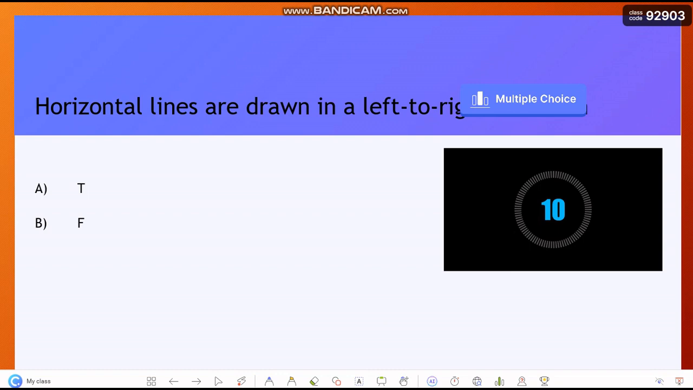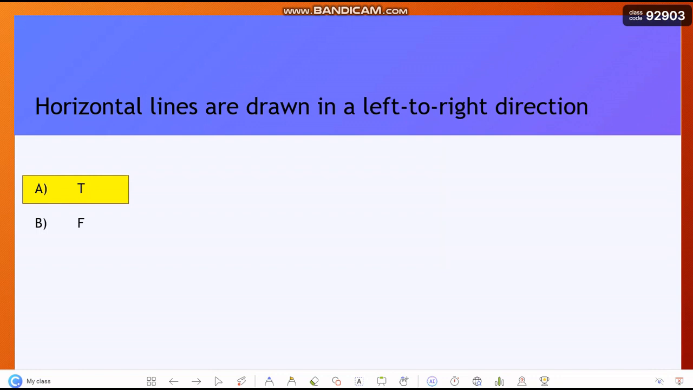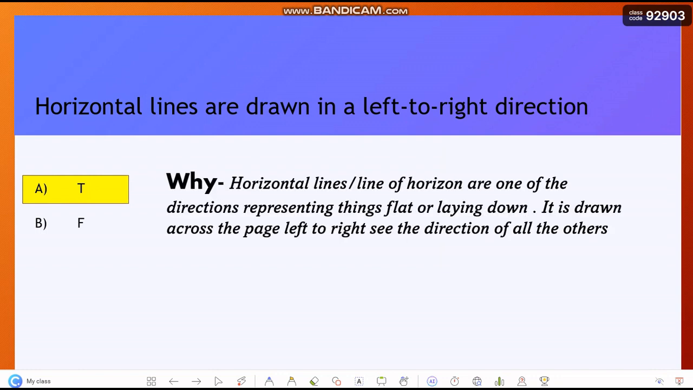Horizontal lines are drawn in a left to right direction. What do we think? Now we're talking about the direction in which the line goes. If you remember directly how we explained the line of horizon, our answer here should be true. Why is that? Horizontal lines or line of horizon are one of the directions representing things that are flat or laying down. It is drawn across the page left to right.